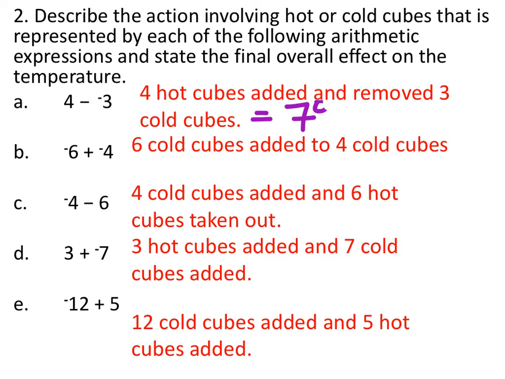7 degrees. You don't really even have to put the degrees on there. But whatever, positive 7. Now the next one, it's 6 cold cubes added to 4 cold cubes. And this would give us a net result of negative 10 degrees.